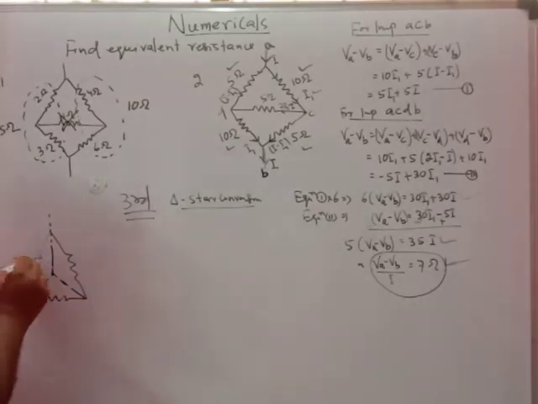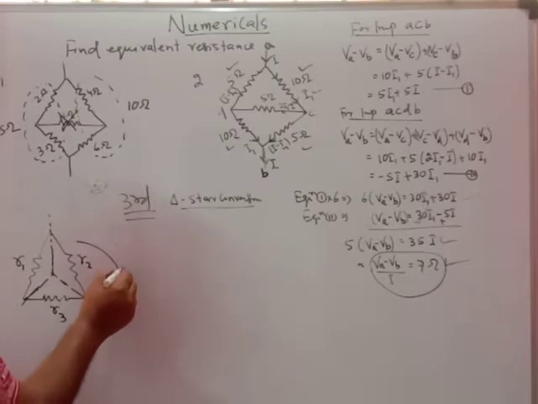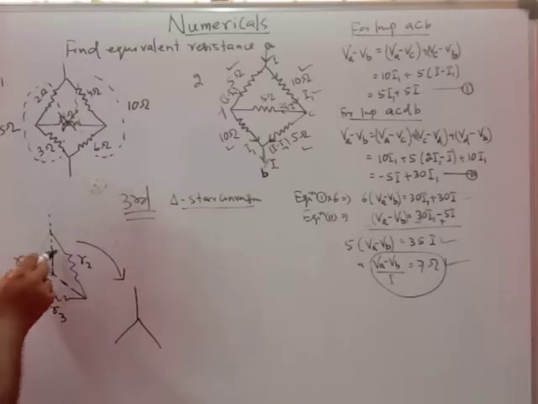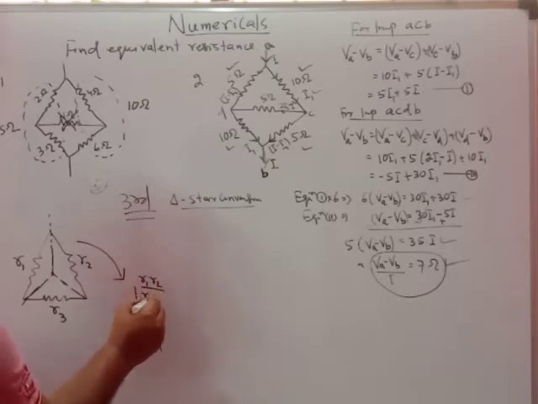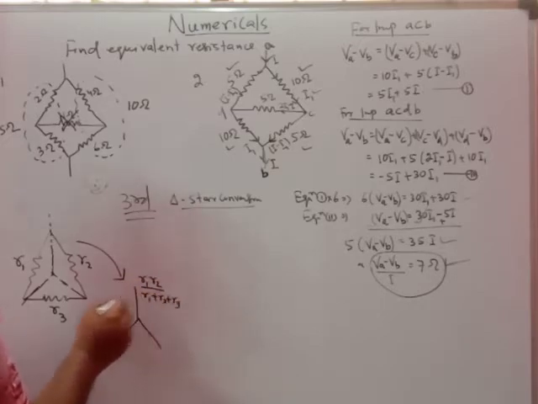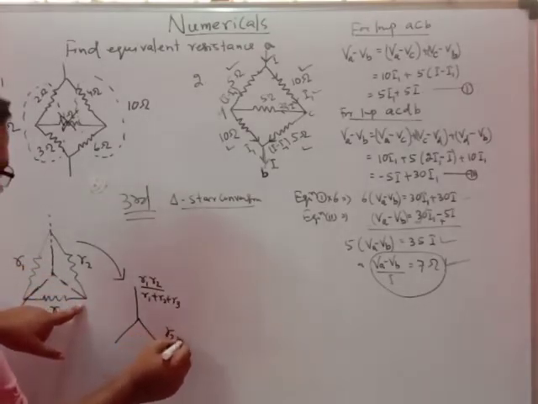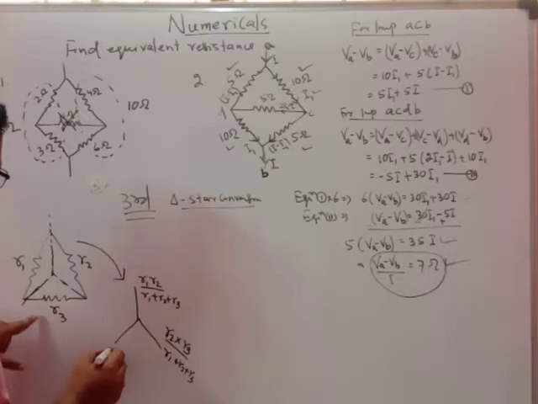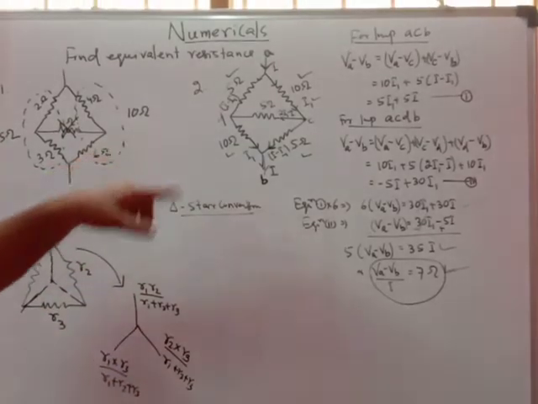So what will be the delta star method? If the resistances are R1, R2, and R3, then converting like that, this side resistance will be equal to R1 into R2 by R1 plus R2 plus R3. This side will be equal to R2 into R3 by R1 plus R2 plus R3, and this will be equal to R1 into R3 by R1 plus R2 plus R3. So in that manner, you have to convert the delta.